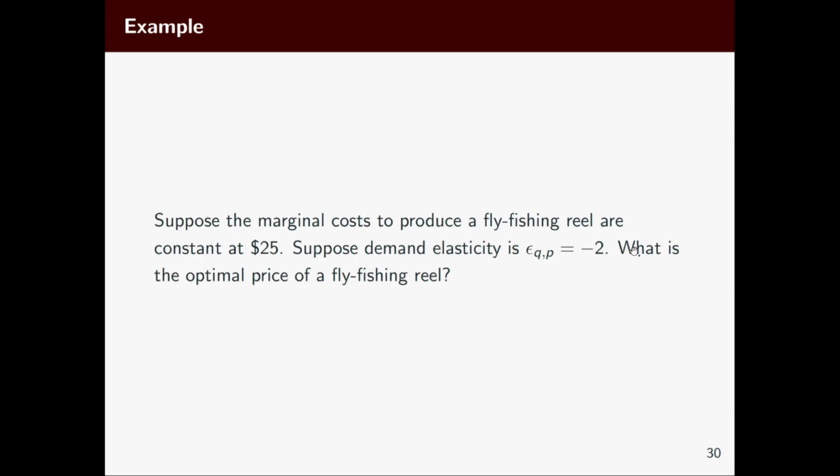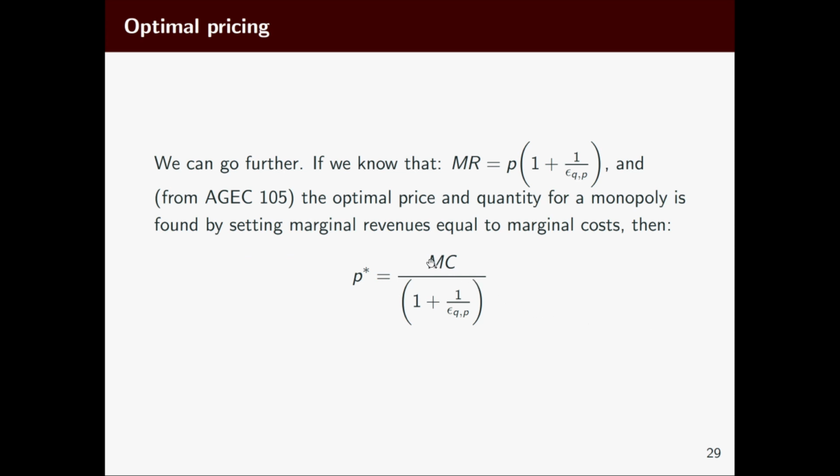Okay? So here's an example. Suppose that our marginal cost to produce a fly fishing reel is some constant number at $25. And suppose that we calculate demand elasticity, or own price elasticity, as -2. So what is the optimal price of a fly fishing reel? So I'm just going to jump back. We can solve this really quickly. Marginal costs are constant at 25. It's going to be 25 divided by 1 plus 1 over -2. That's 1 plus 1 over -2. So that's 1 minus 1/2, which is just 1/2. 25 divided by 1/2 is going to be 50. Okay.